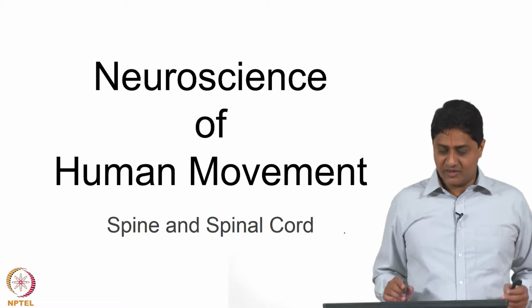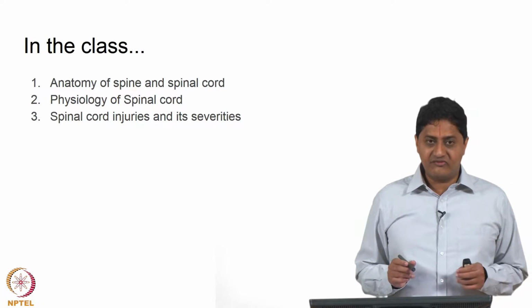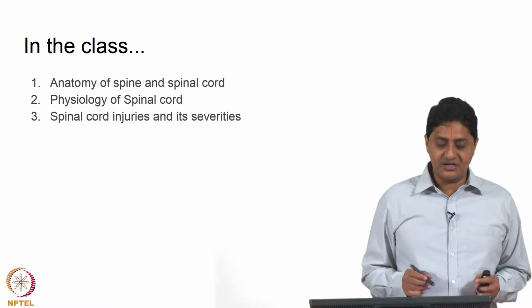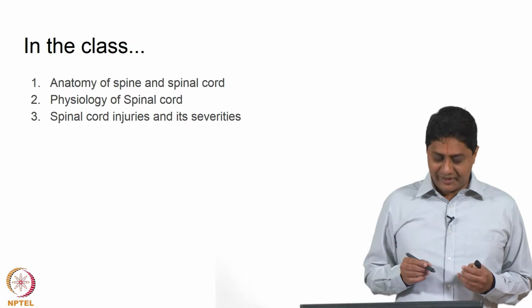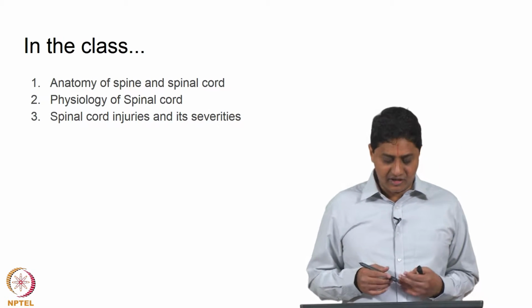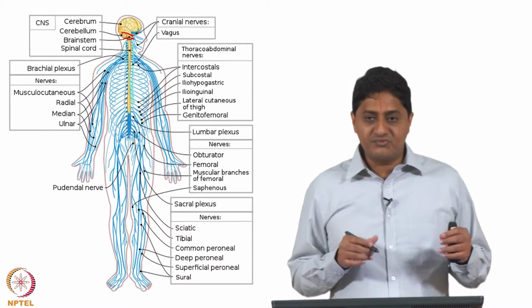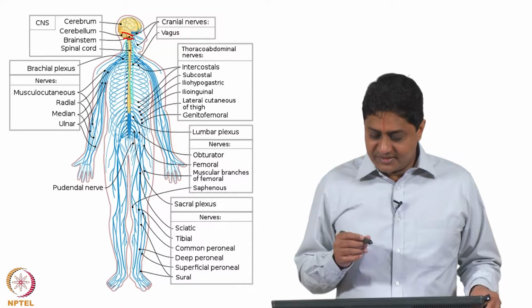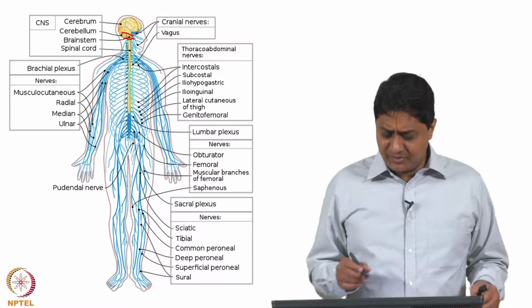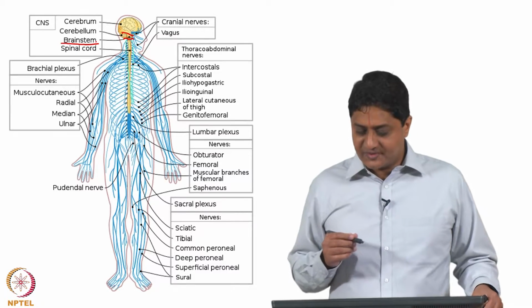Hello all, welcome to this class on Neuroscience of Human Movement. Today we will be talking about spine and spinal cord and discuss some of the functions of spinal cord in terms of the physiology of spinal cord and what could go wrong, injury to spinal cord cause and what are the consequences. But for now it is sufficient for you to know that the brainstem is composed of three parts: medulla, pons and midbrain. So above these three parts you have what is called a cerebrum, but brainstem itself is composed of midbrain, medulla and pons.